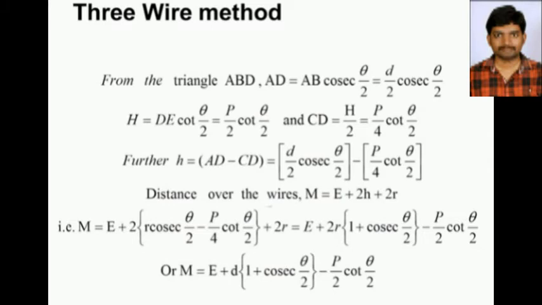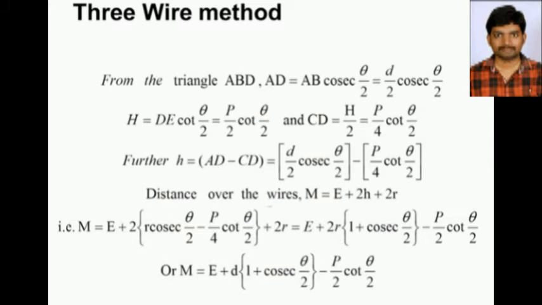That derivation is presented here, where M is the measurement over roller, E is the effective diameter, small d is the diameter of wire, theta is the thread angle, and P is the pitch. So by measuring M, by knowing d and theta, and by measuring P, we can get the effective diameter.